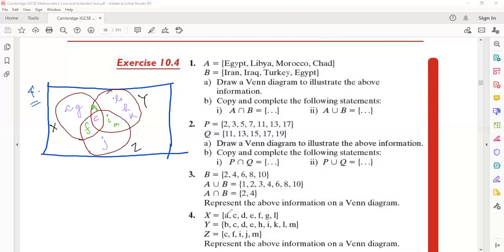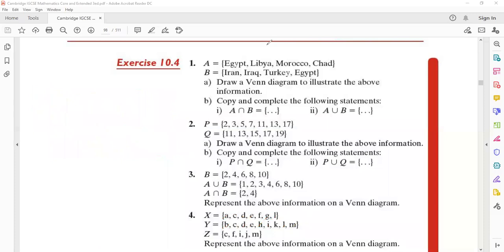X has A. Existing, C. D is there. E is there. F is there. G is there. L, yes, L is also there, between X and Y. Now, Y has B. C is there. D is there. E is there, H is there, I also there, K also there, L, and M. Great. Now for Z, it has C, F, I, J, M. Yes, all are matching. Very good.